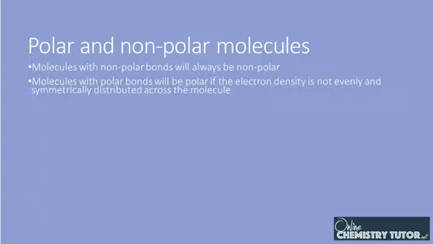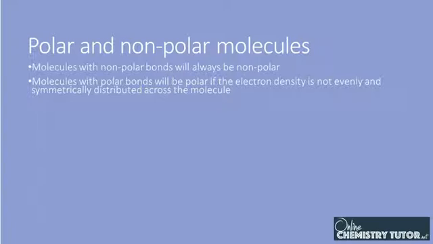First things first, if all of the bonds in a molecule are non-polar, then the molecule itself has to be non-polar. However, if we have a molecule with a polar bond, then that may cause the electron density to be unevenly shared across the whole molecule. That gives the molecule polarity. It's to do with symmetric sharing of the electrons within the molecule.